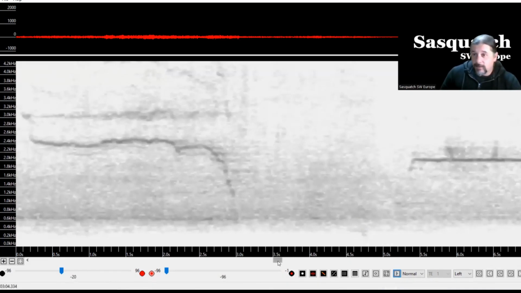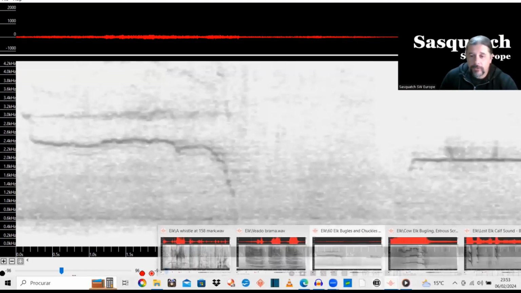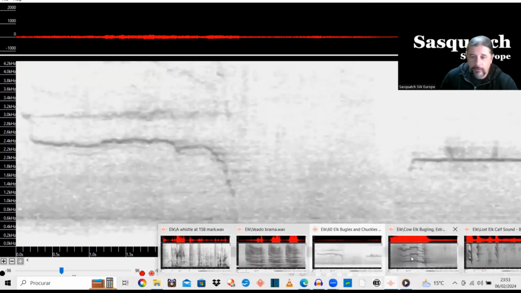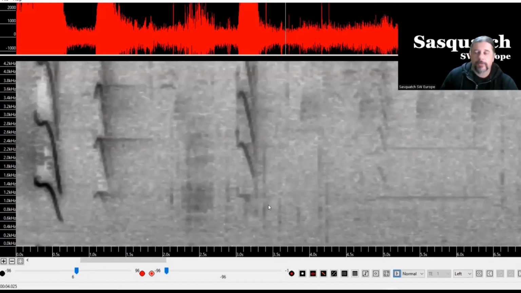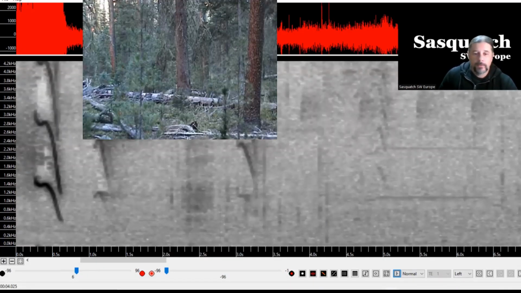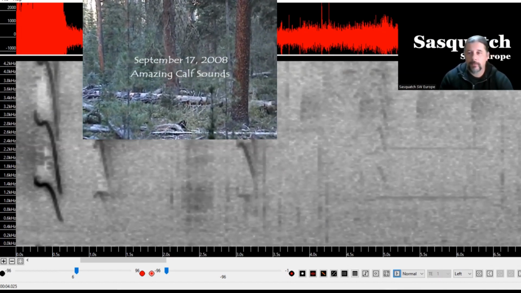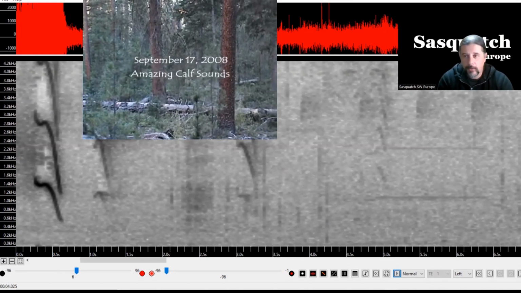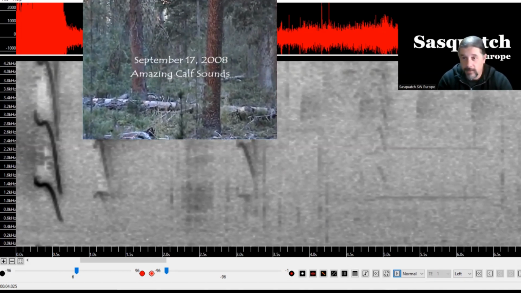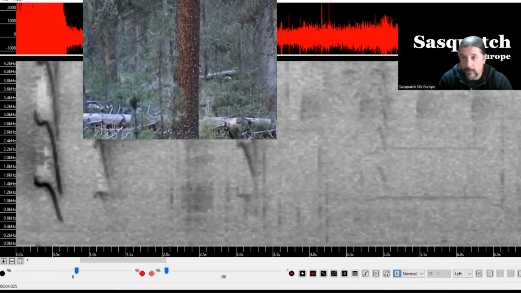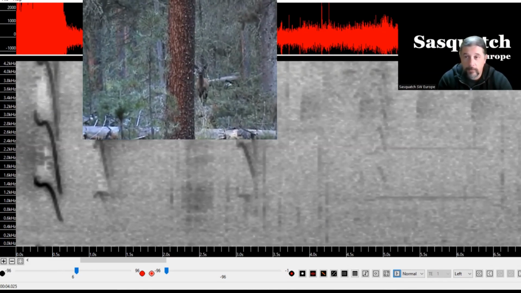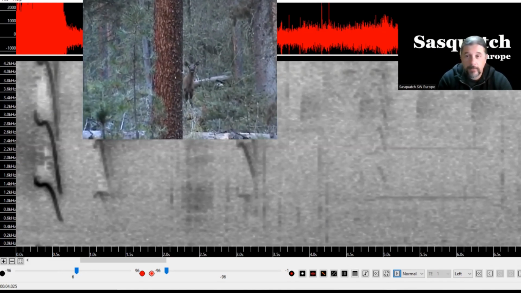And this could happen. So let me show you guys. I'm going to change the spectrogram to this one. So, lost elk calf sound. Now I'm going to show you the video. This is a video of a supposed lost elk calf, and he's probably calling for her mother.